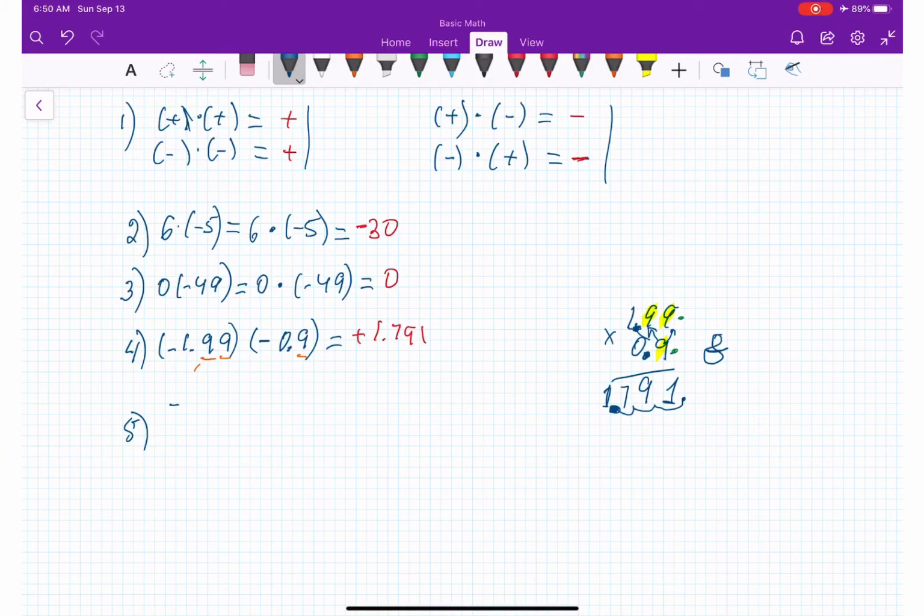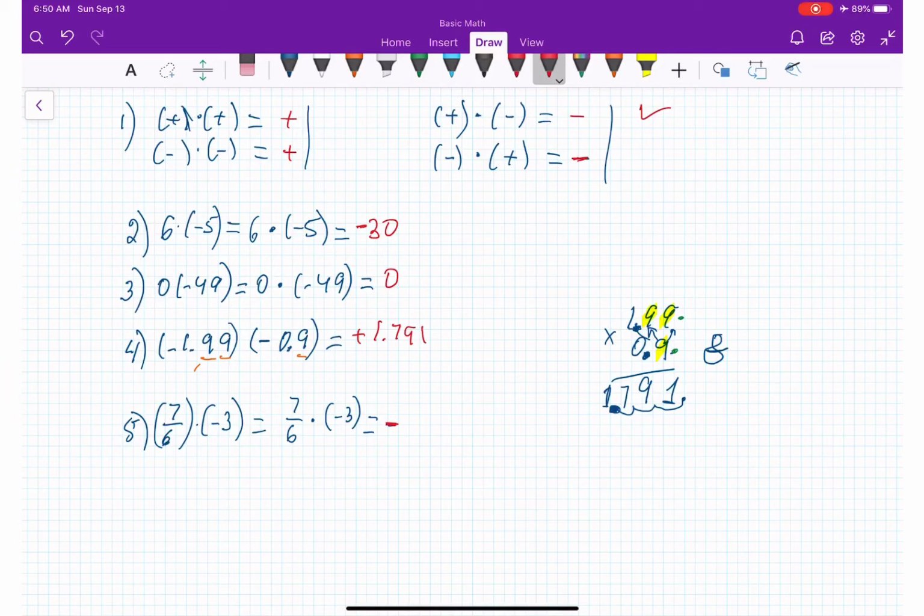7/6 times -3. Okay, 7/6 times -3. So first of all, we know it's a negative sign. 7/6 is positive, and the second one, 3, is negative. So positive, negative. Which one do we have? Positive, negative. We have this case, which is the result is going to be negative.